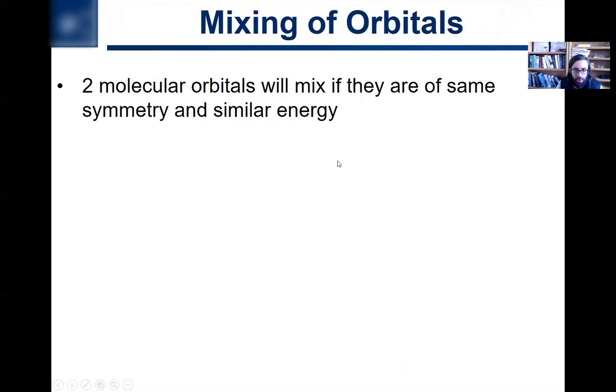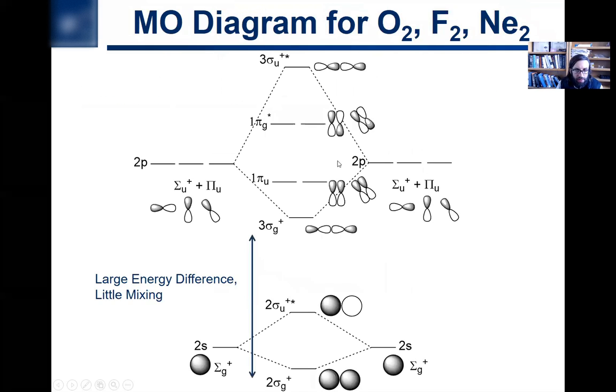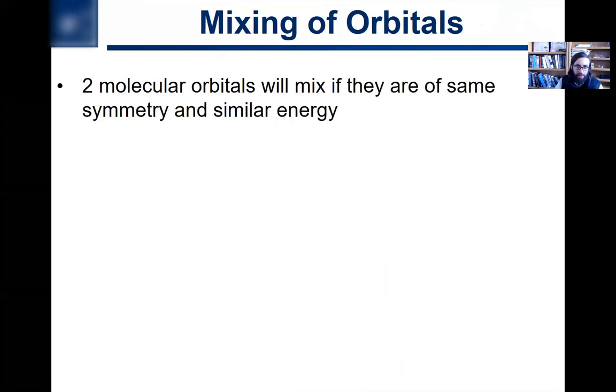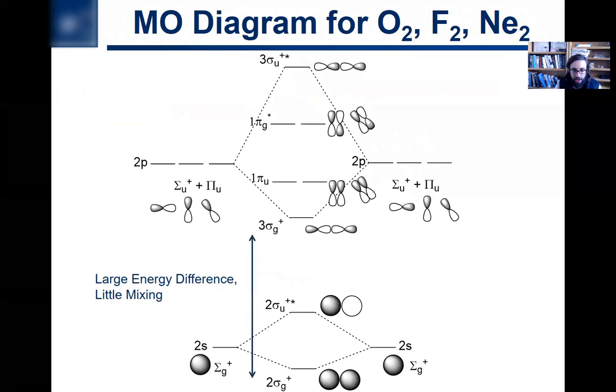So yeah, 2 molecular orbitals will mix if they are the same symmetry and similar energy. And so not only is that how you make molecular orbitals in the first place, by mixing 2 atomic orbitals of the same symmetry and similar energy, but it is also the way you can get additional mixing of molecular orbitals that have the same symmetry and similar energy.